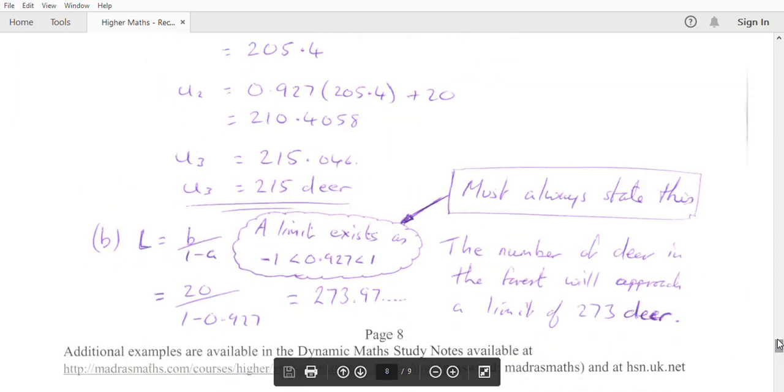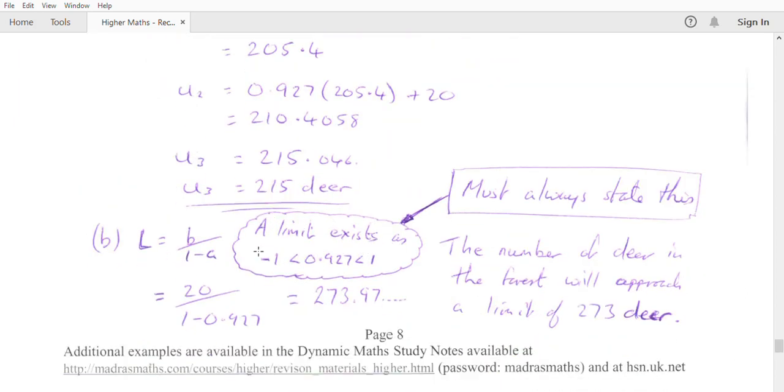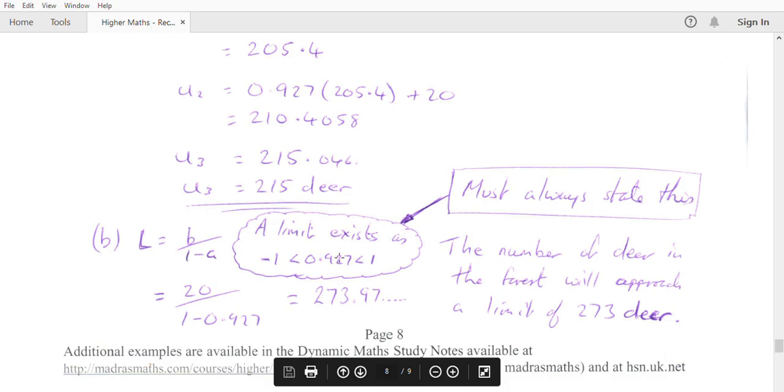Remember, very important, a limit only exists if the value of a is between -1 and 1. If the value of a is larger than 1 or less than -1, we could still substitute that value into here, but it would not calculate the limit of the sequence. A limit only exists for values of a between -1 and 1.